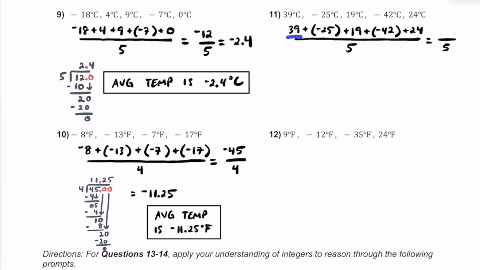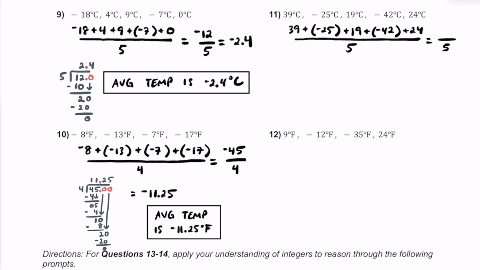So 39 plus negative 25, that is going to be 14 degrees. 14 plus 19 is going to be 33. 33 plus negative 44 is going to be negative 9. And negative 9 plus 24 is going to be 15.